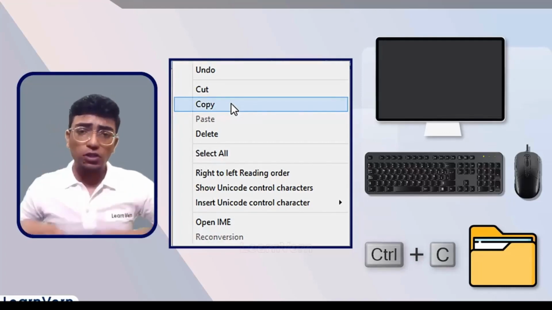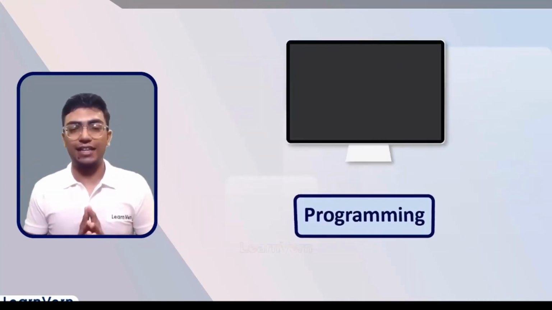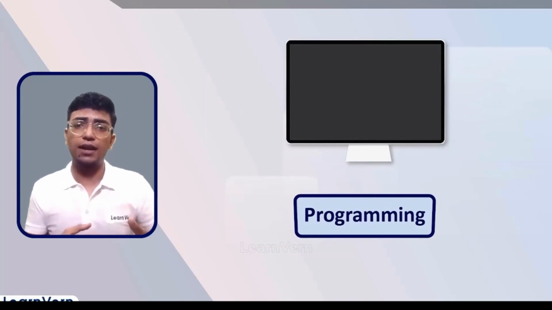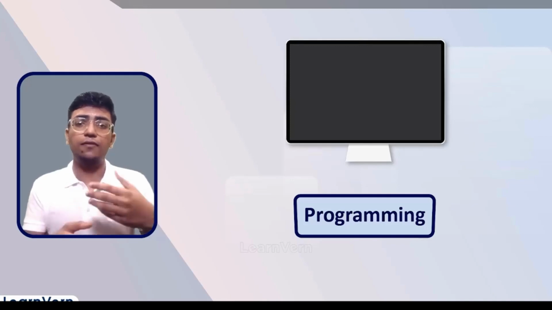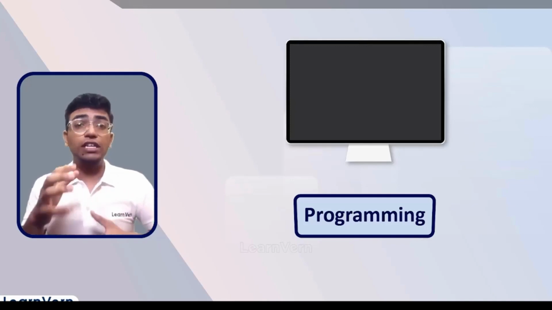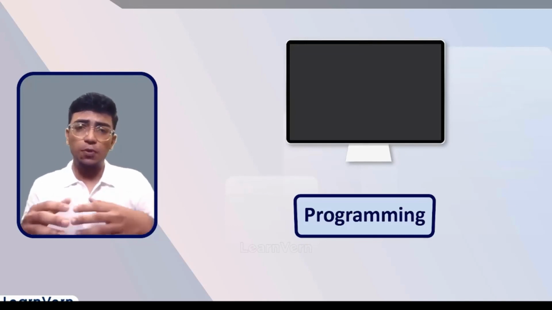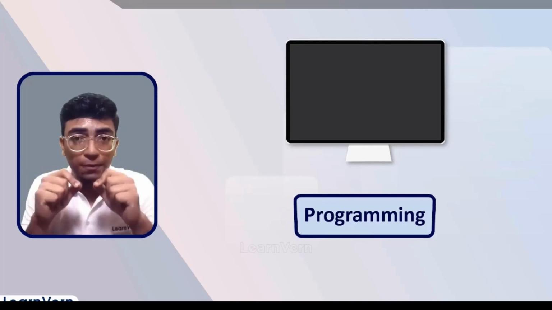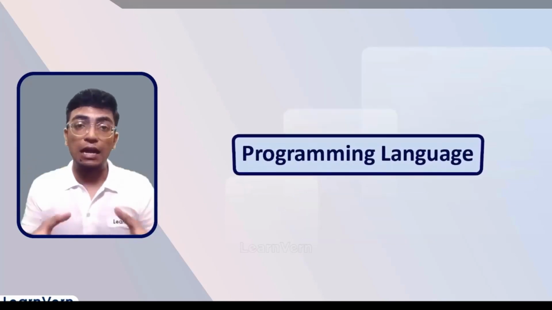So this entire process of giving the instructions, we call this programming. To provide the set of instructions that we are making to any computer in front of us or to any human being, we call that programming. So in the computer world, this entire process is called programming. And to complete this programming process, we require a programming language.